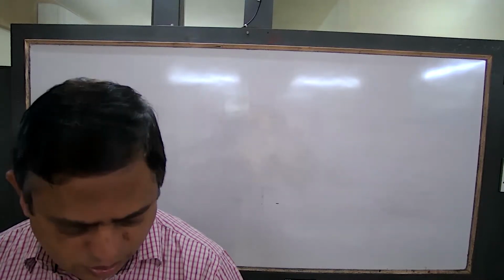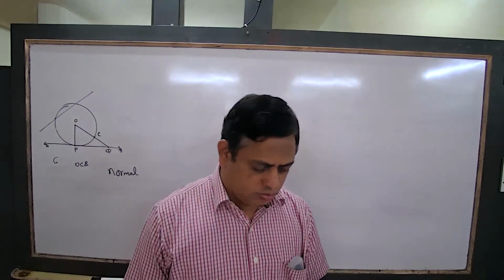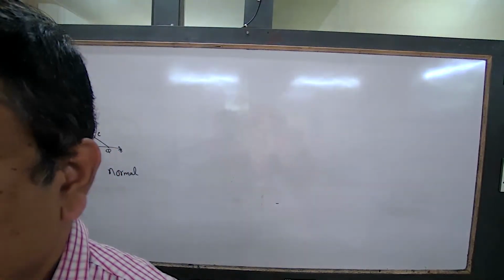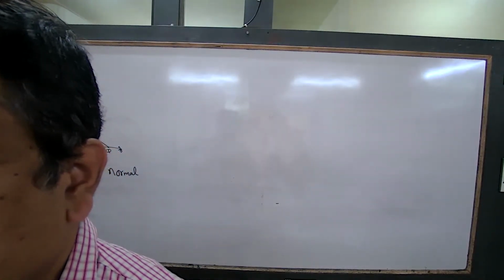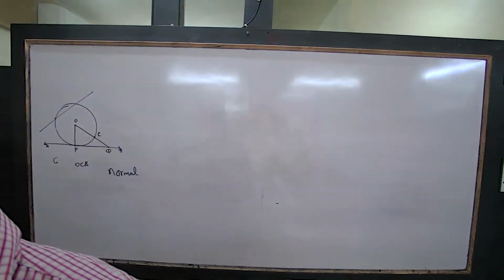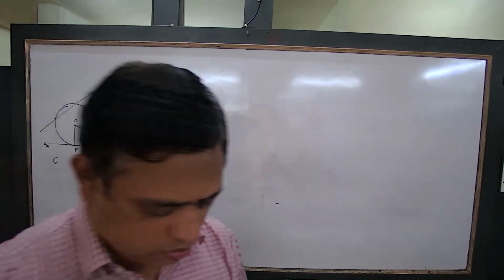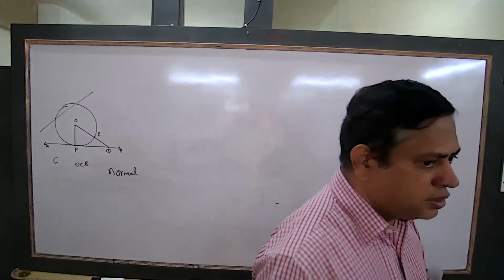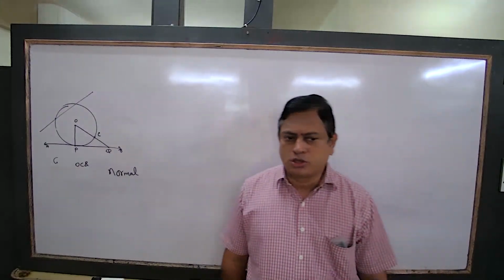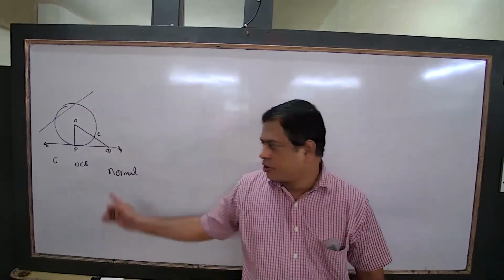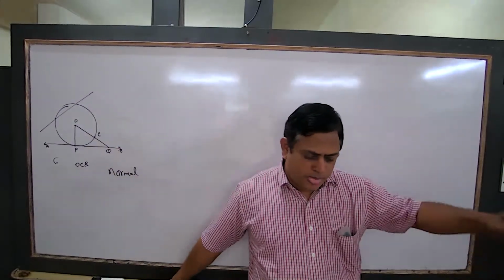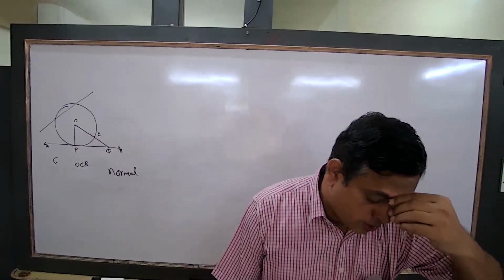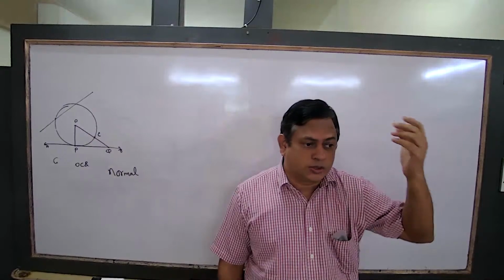Note, by the theorem above, we can also conclude that at any point on a circle there can be one and only one tangent. The line containing the radius to the point of contact is also sometimes called the normal to the circle at that point. The line containing the radius which is passing through the point of contact is called the normal. All right, this much is clear.